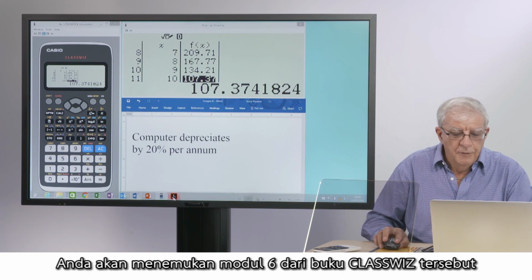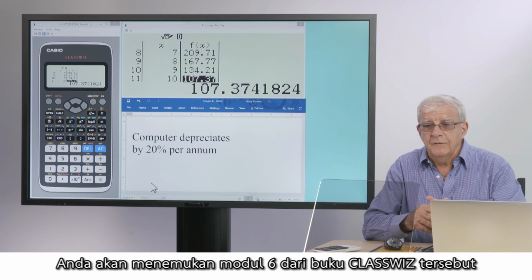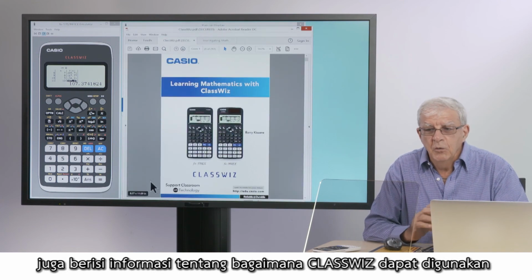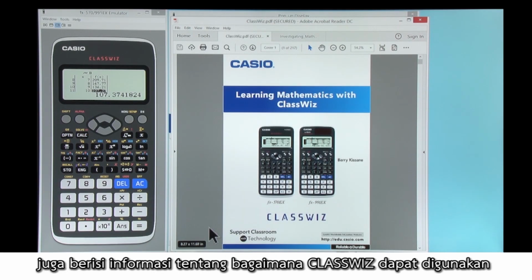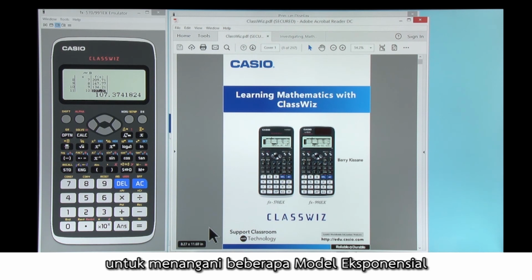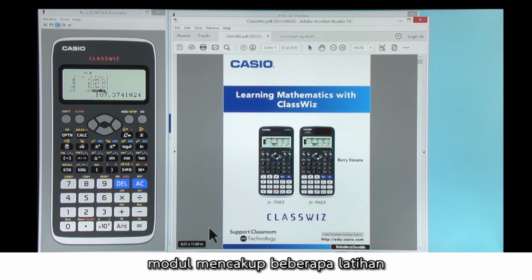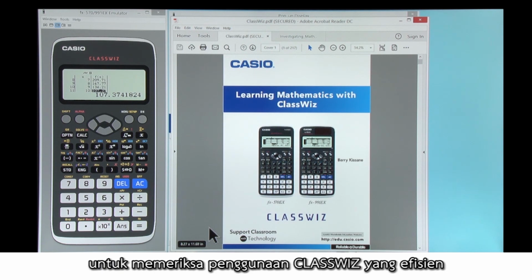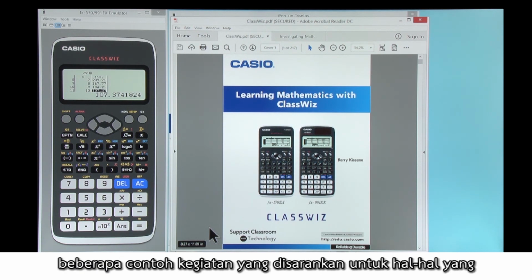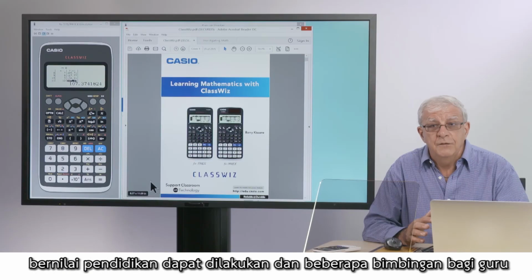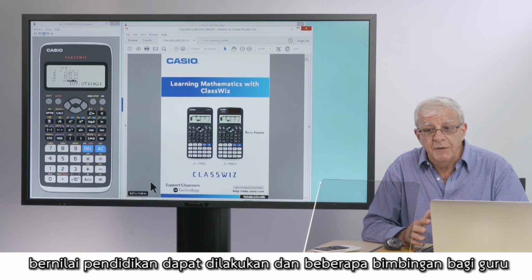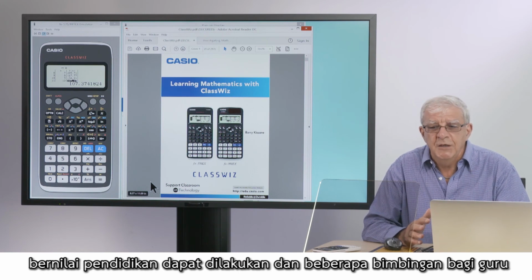You will find that Module 6 of the ClassWiz book also contains information on how ClassWiz can be used to deal with some exponential models, as well as detailed explanatory text which can be copied for students as well as teachers. The module includes some exercises to check efficient ClassWiz use, some examples of activities to suggest educationally valuable things to do, and some guidance for teachers.